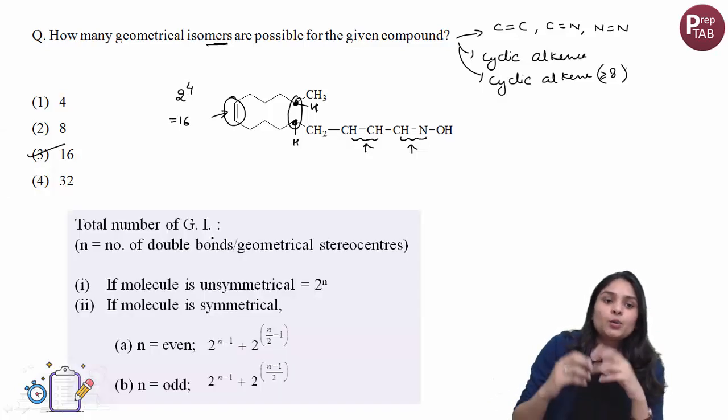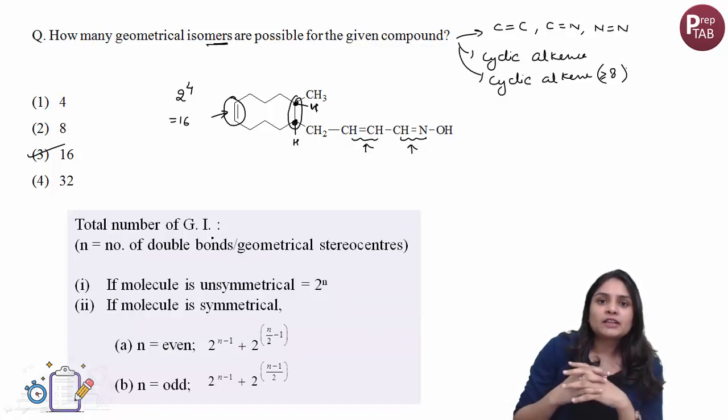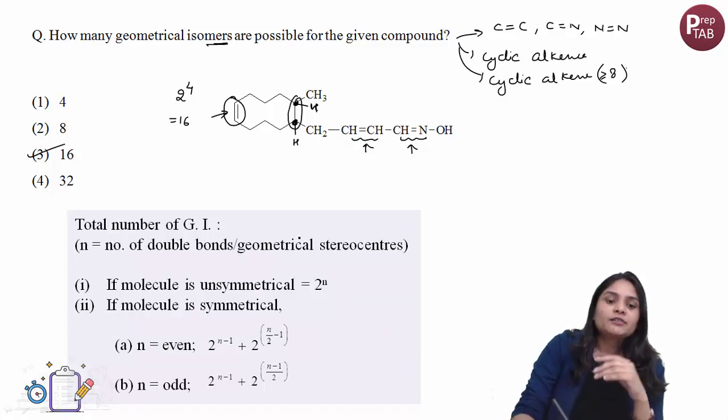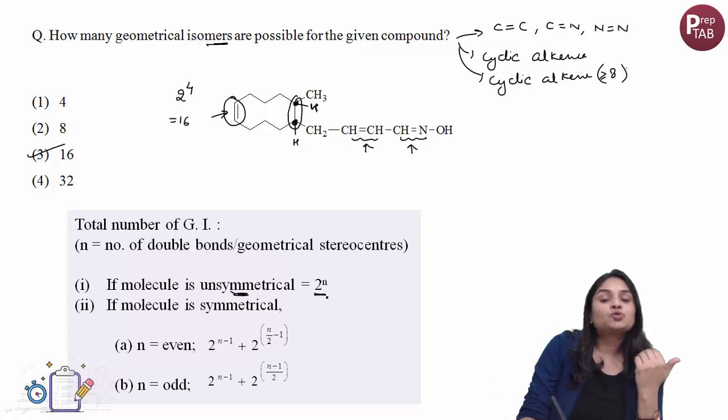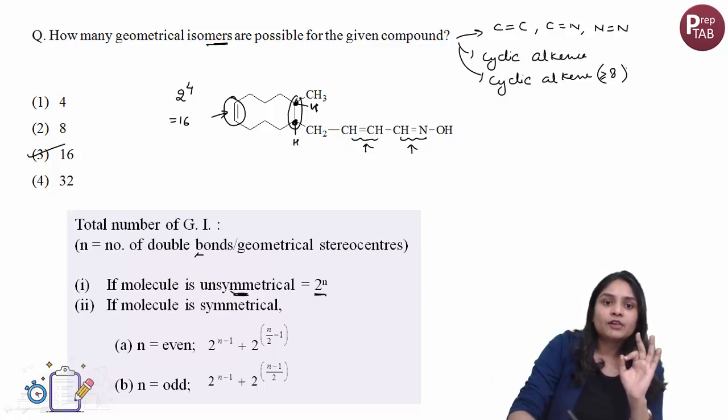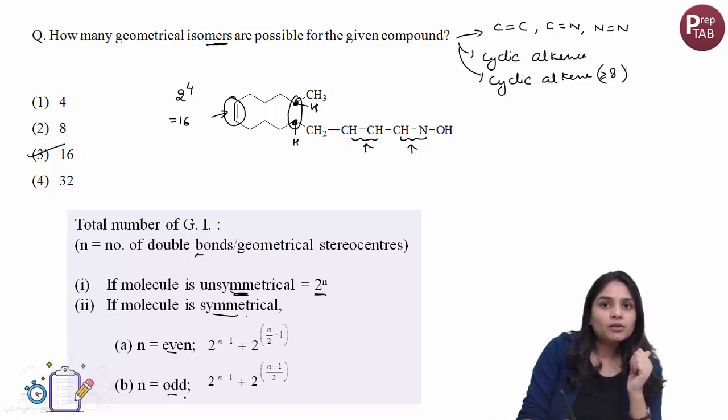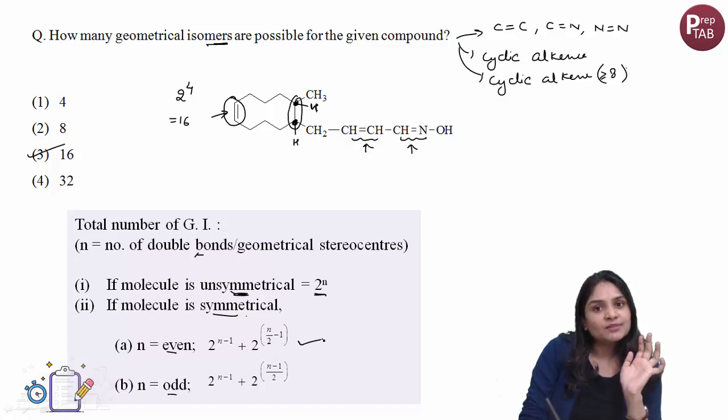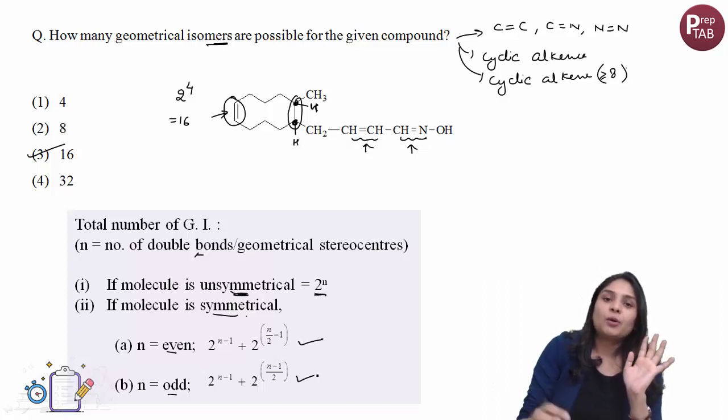Okay. Quickly revise the formulas to calculate the number of geometrical isomers. If the molecule is unsymmetrical, then it is 2 to the power n, where n is number of double bonds or geometrical centers. See, like I have counted this as one geometrical center. Okay, this as one geometrical center. If the molecule is symmetrical, then you need to see whether n is odd or even. Okay, if it is even, then you are going to use this formula. If it is odd, then this formula.